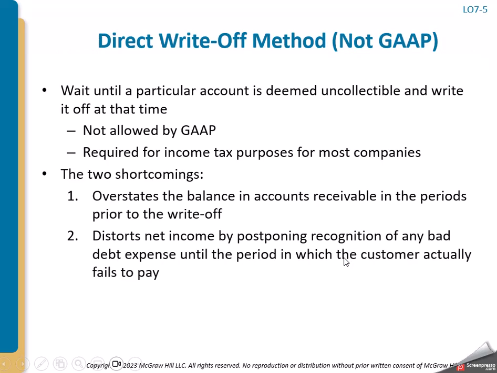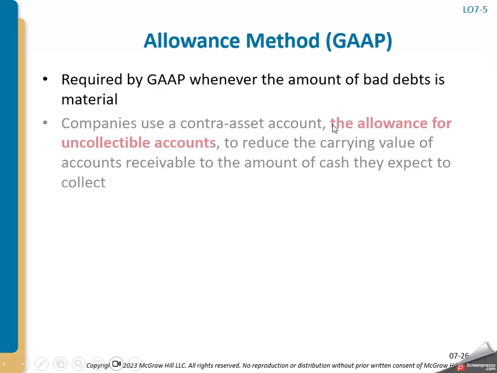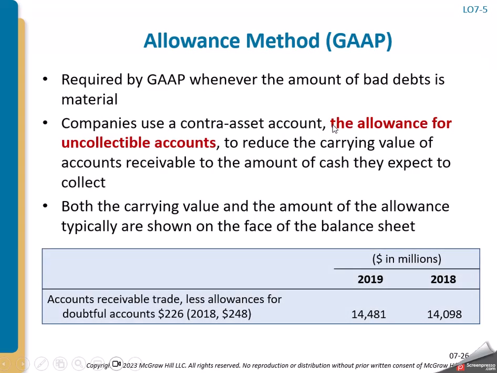The direct write-off method is not GAAP because it doesn't properly value our accounts receivable down to net realizable value, and it distorts our net income because it throws the bad debt into a future period. At the time, if we were following it, we would just debit bad debt expense and credit accounts receivable when we realize the customer is not paying us. But following GAAP, we want to record an allowance. We want to estimate what we think will be uncollectible and then record our accounts receivable at that amount.